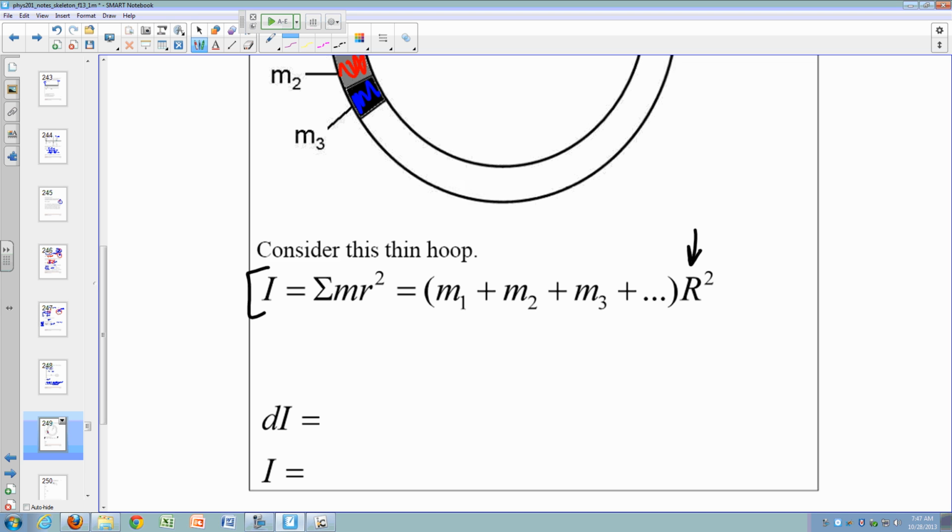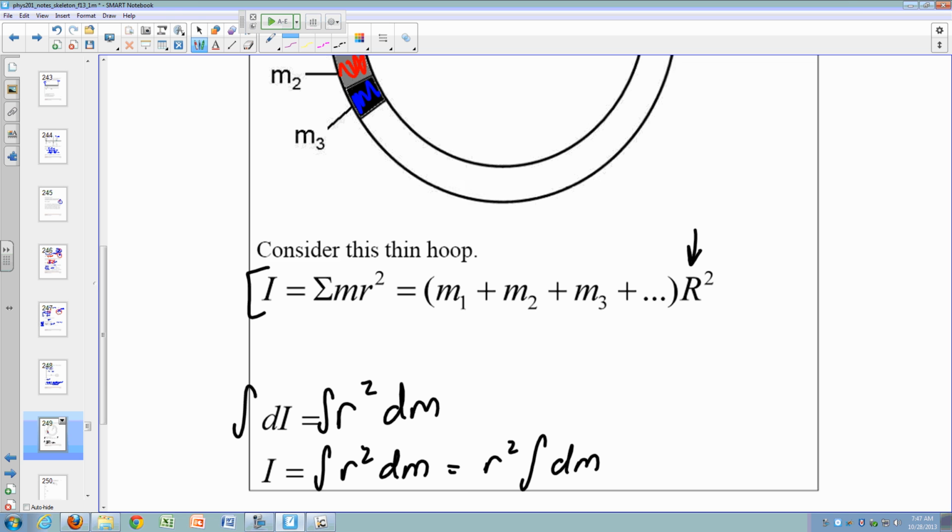So I can define then dI is just going to be r squared times dm. And then if I take the integral of both sides, then I is just the integral of r squared dm. But since r and m are independent of one another, this would just be the same as saying r squared times the integral of dm. And if I take the integral of dm, that's saying I'm going to sum up all the different mass elements. It's just going to give me the total mass of the hoop. So the moment of inertia for a hoop is just m times r squared, the mass of the hoop times the radius squared.